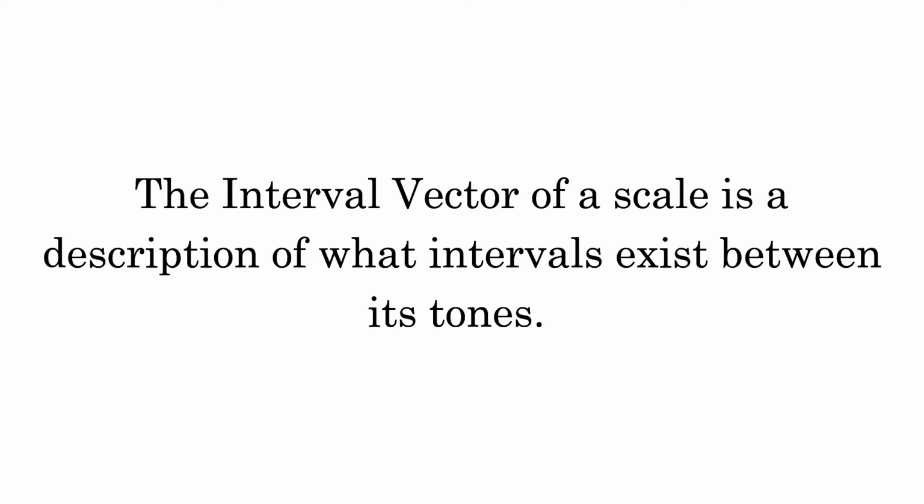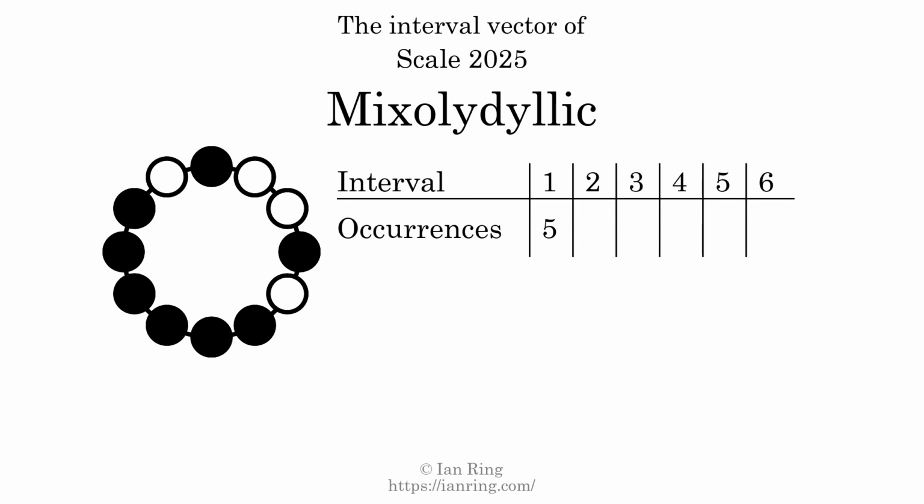The interval vector of a scale is a description of what intervals exist between its tones. There are 5 intervals with the size of 1 semitone. They are here, here, here, here, and here. There are 6 intervals with the size of 2 semitones. They are here, here, here, here, here, and here.